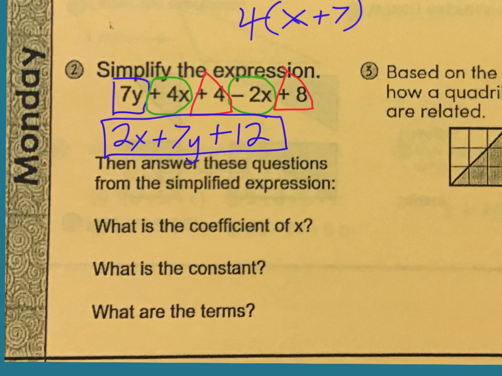Now it wants us to answer these questions from the simplified expression. What is the coefficient of x? Well, 2 is the coefficient of x. What is the constant? Well, 12 is the constant. And then what are the terms? Remember, the terms in an expression is everything except for the symbols. So I have 2 times x, comma, 7 times y, comma, and 12. So that is the terms of that expression.